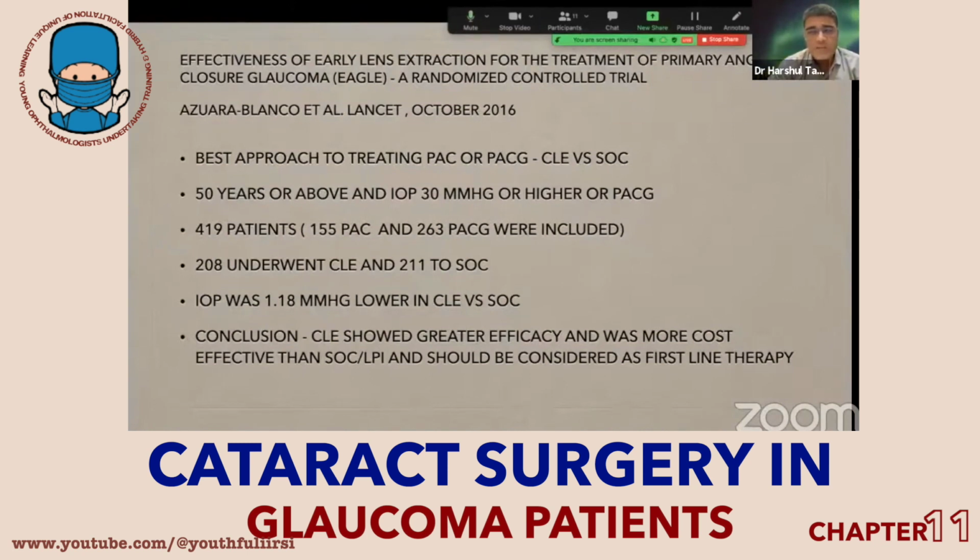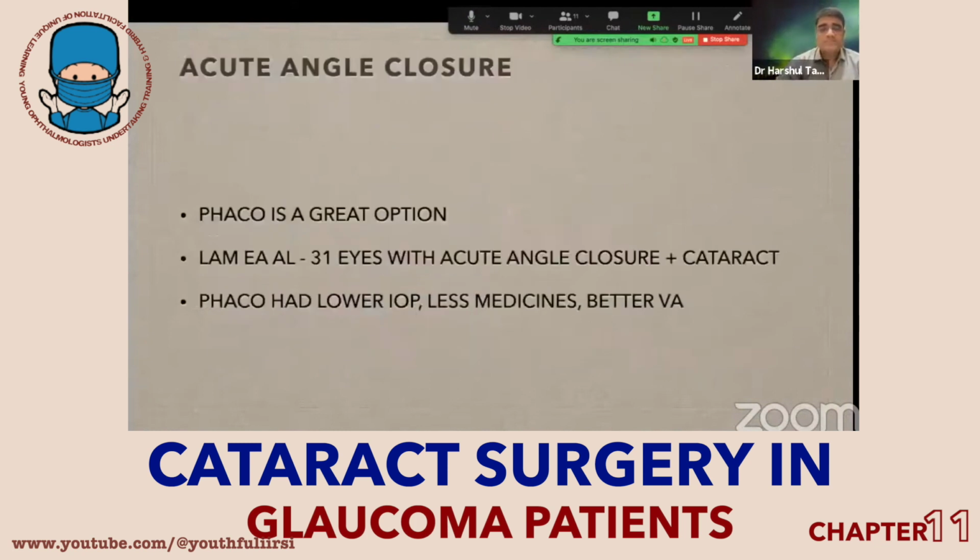Patients of 50 years or above who had IOP more than 30 millimeter mercury were included in this study. 155 patients had primary angle closure and 263 had primary angle closure glaucoma. 208 underwent clear lens extraction and 211 underwent standard of care treatment. The IOP was 1.1 millimeter lower in clear lens extraction patients. This study concluded that clear lens extraction showed greater efficacy and was more cost effective than standard of care or LPI, and should be considered as first line therapy.